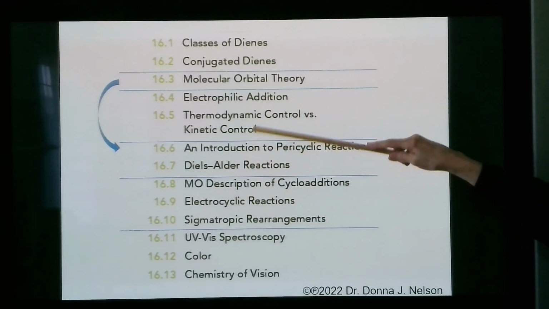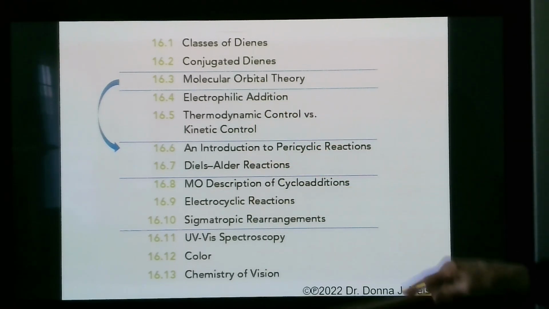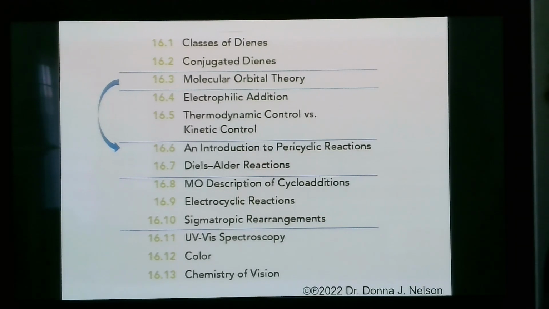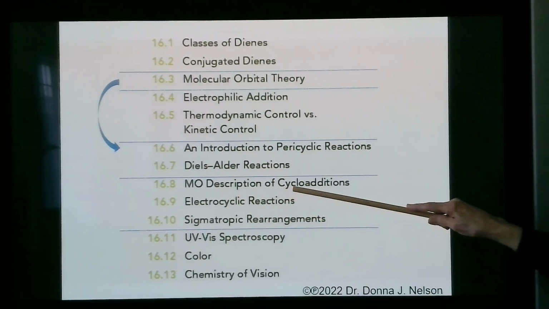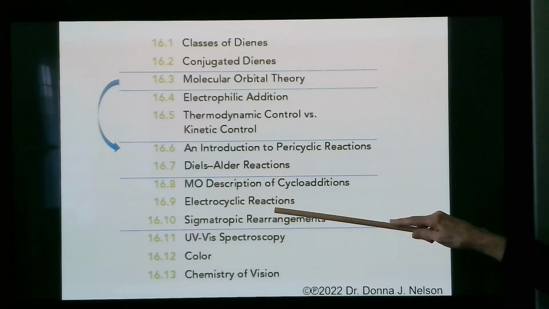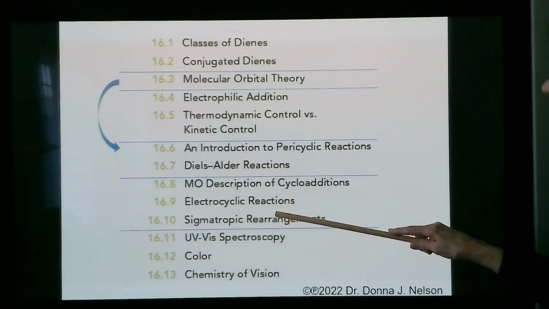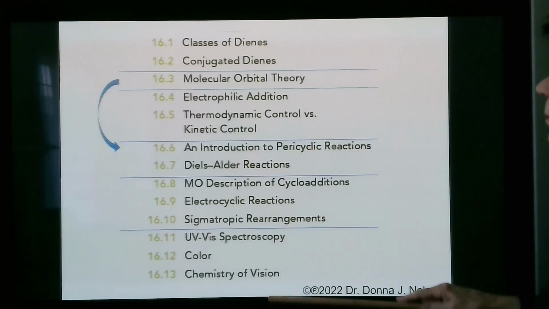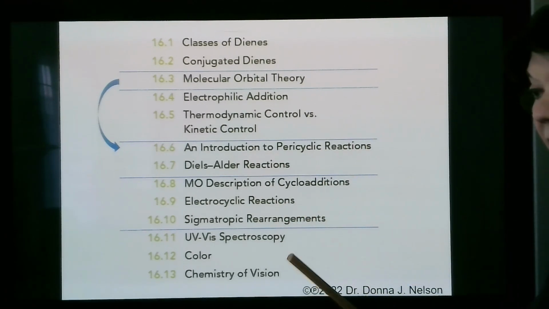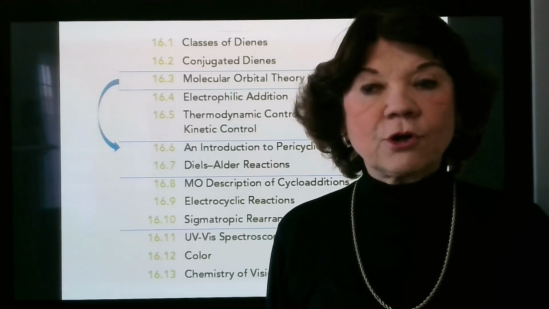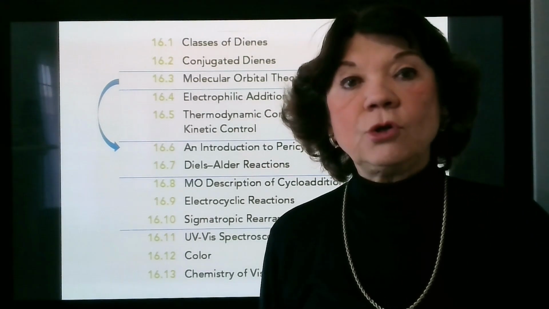Then we will cover molecular orbital theory, an introduction to pericyclic reactions and Diels-Alder reactions. Then we'll cover the MO description of cycloadditions, electrocyclic reactions, and sigmatropic rearrangements, which make up the large part of pericyclic reactions. So you can see that this chapter is sort of in two parts.